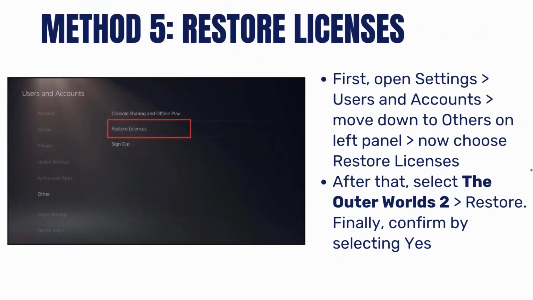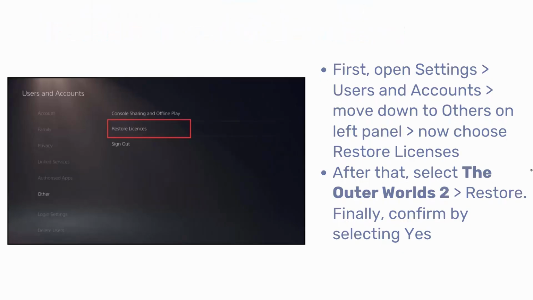Next solution is to restore licenses. For that, first open settings, then click on users and accounts, then move down to others on the left panel. Now choose restore licenses. After that, select the Outer Worlds 2 game and then click on restore. Finally, confirm by selecting yes.